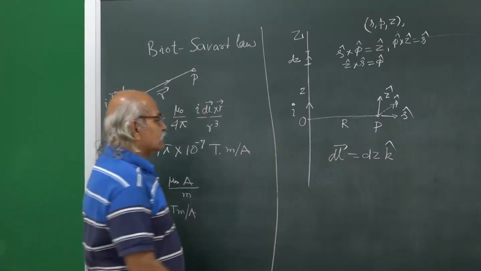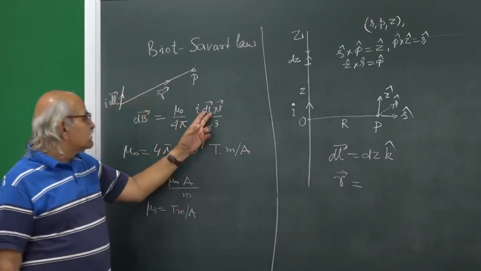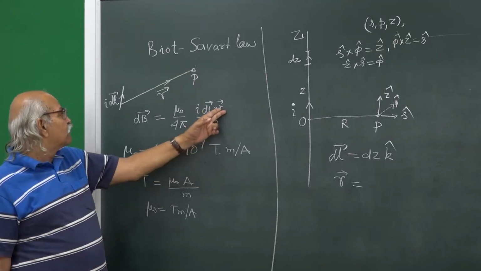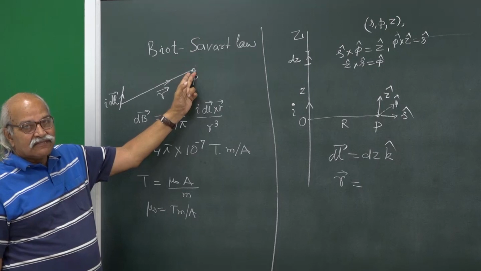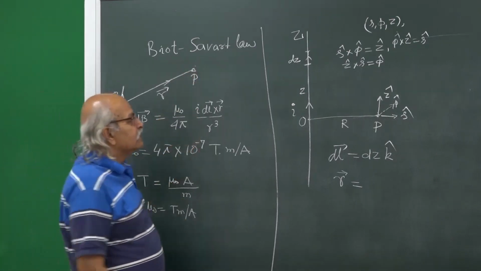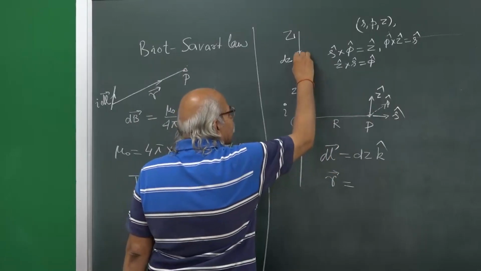What is this r vector? This is the vector from the current element to the point where the field is needed. So here is the current element, here is the point. So this is our r vector.